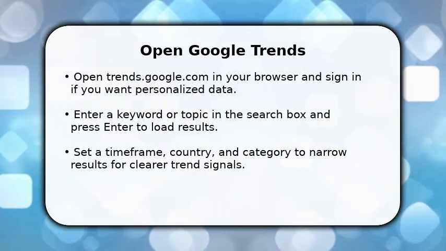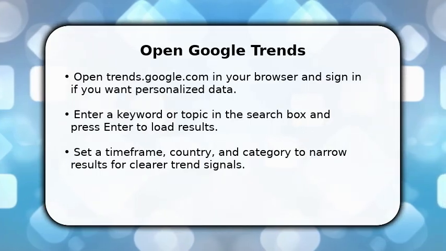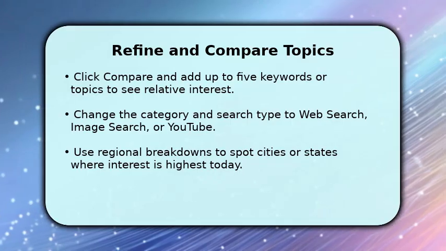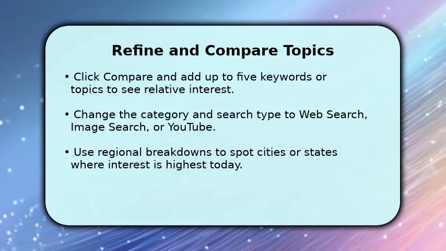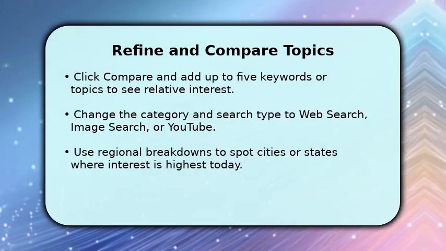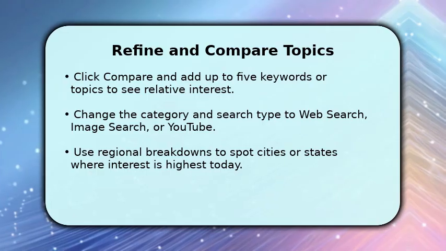Click the Compare button and add up to 5 keywords or topics to see relative interest. Each added term appears as a colored line across the chart for quick comparison. Change the category and search type to web search, image search, news search, or YouTube for context.